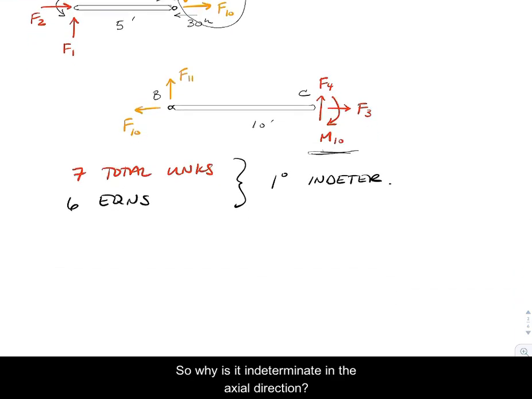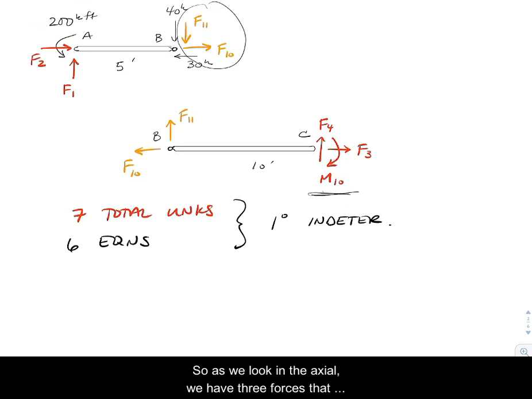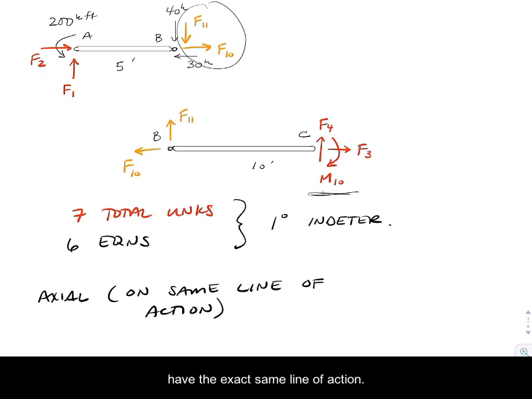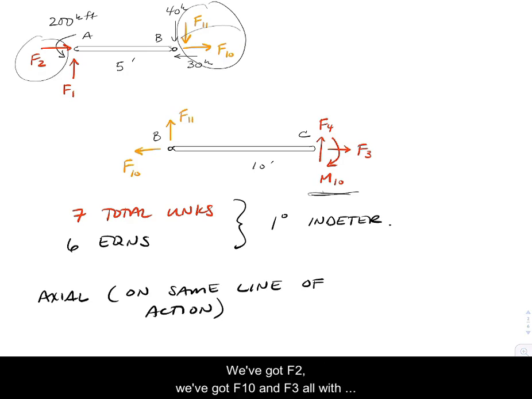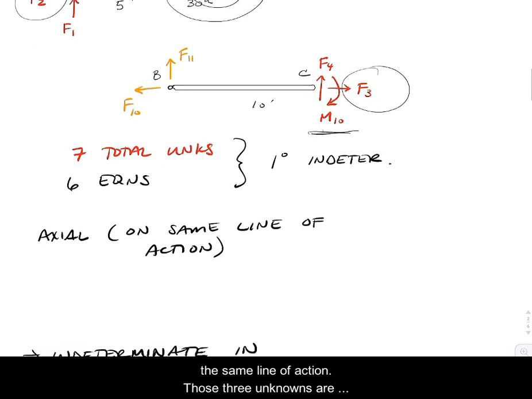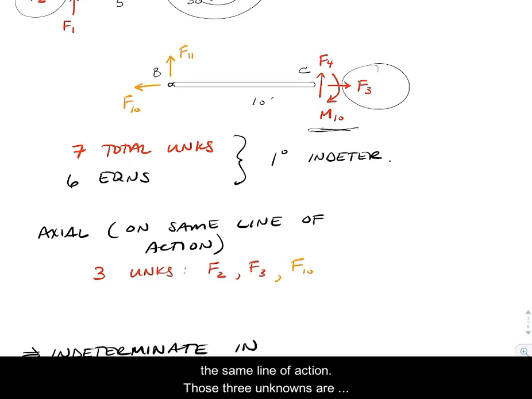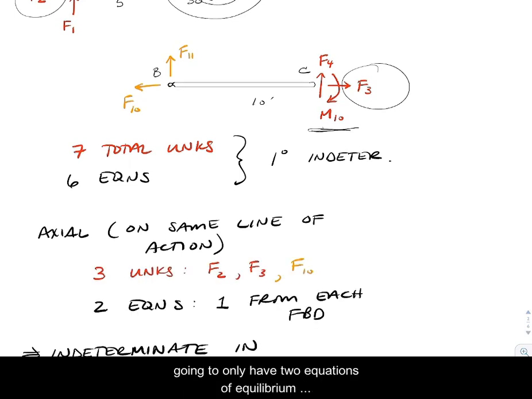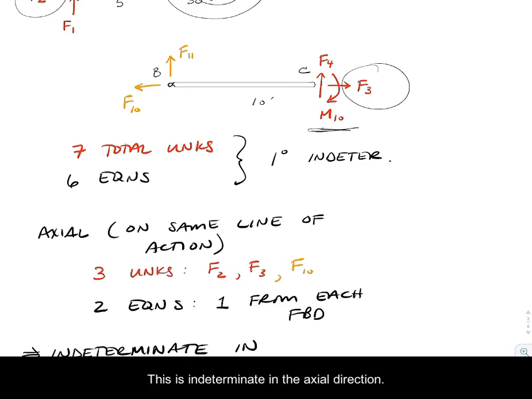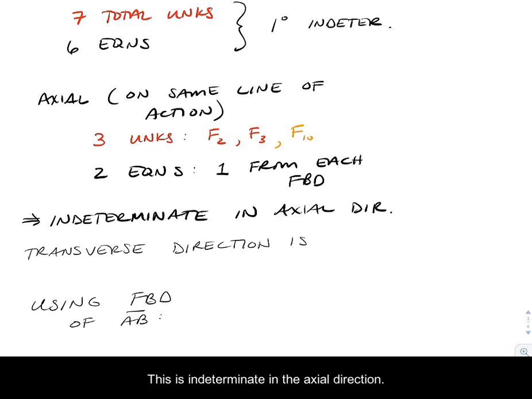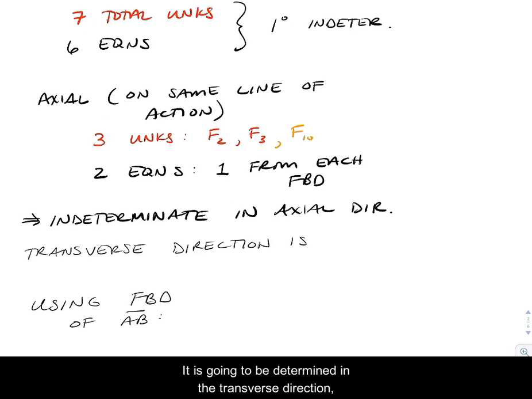So why is it indeterminate in the axial direction? As we look in the axial, we have 3 forces that have the exact same line of action. So we've got F2, we've got F10, and F3 that have the same line of action. So those 3 unknowns are going to only have 2 equations of equilibrium independent, 1 from each free body diagram. So it is indeterminate in the axial direction, and it is going to be determinate in the transverse direction.